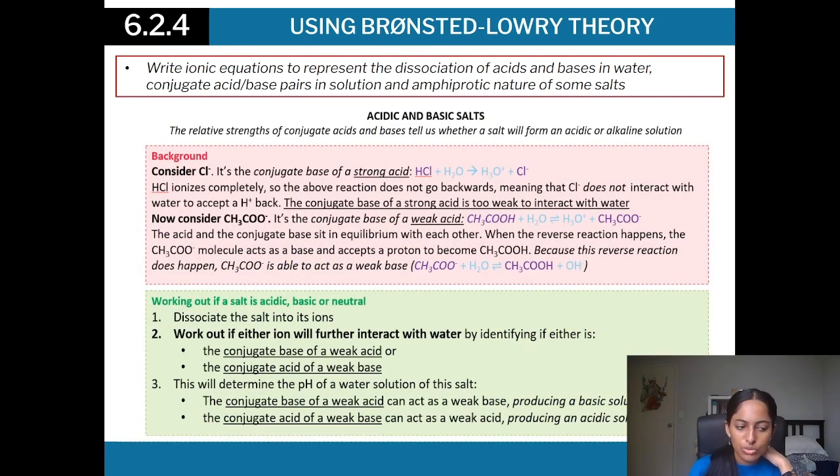You will also need to know whether a salt is acidic, basic, or neutral. So there's actually a way to work that out. If you have a salt being given, let's say something like acetic acid, you can see the equilibrium over here. Acetic acid reacts with water and it becomes hydronium and acetate. The first step is to figure out whether the ion is reacting with water. So in this case, you have hydronium and you have acetate.